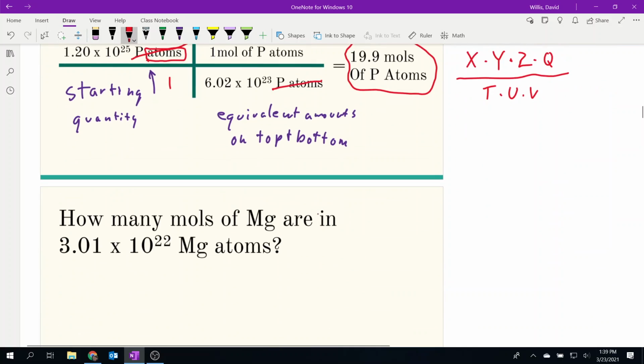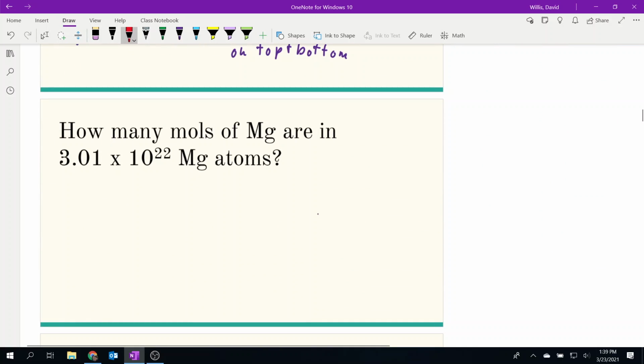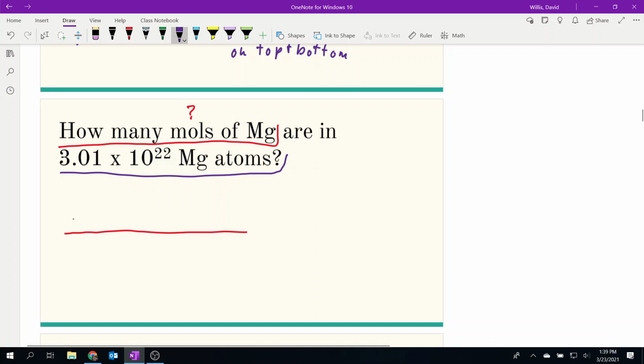So I would like you to try one on your own. I'm going to work also, but you go ahead and try this on your own. Remember that it says how many moles of magnesium. So that's going to be our finishing point. That's what we want to finish with. And our starting point is this many magnesium atoms. So I'm going to write that here. 3.01 times 10 to the 23rd magnesium atoms.